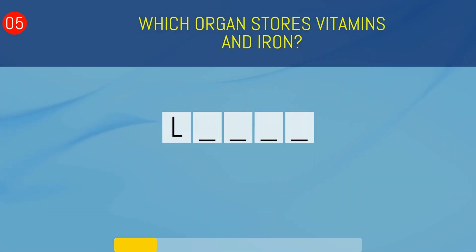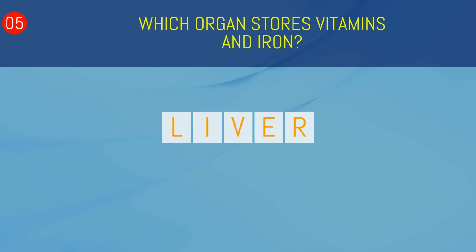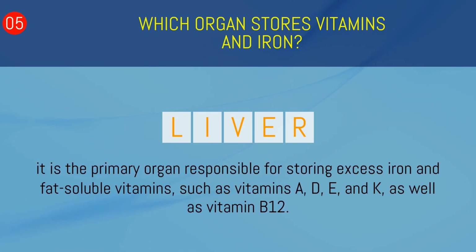Which organ stores vitamins and iron? Liver. It is the primary organ responsible for storing excess iron and fat-soluble vitamins, such as vitamins A, D, E, and K, as well as vitamin B12.